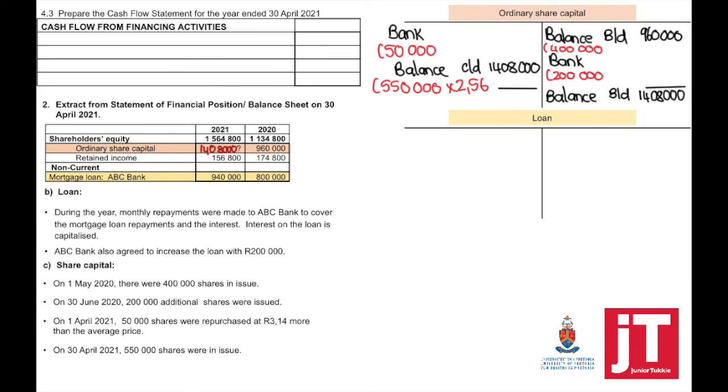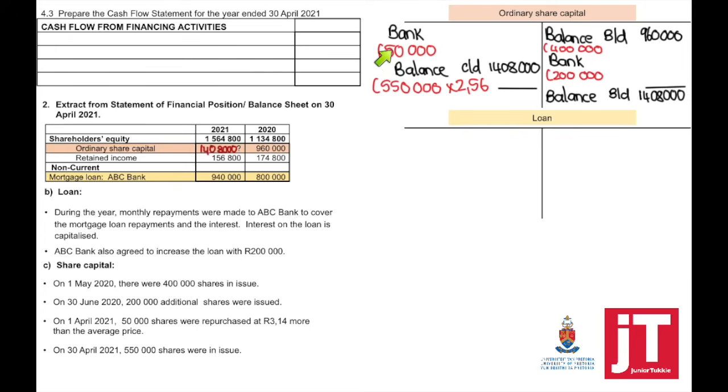That means we will need to solve that. Then they said 50,000 shares were repurchased at R3.14 more than the average price. So they didn't tell you the total repurchase price. They only said what the amount above the average price is. So how do we solve this? We need to find the average price.